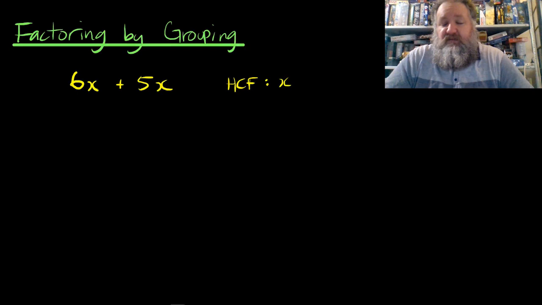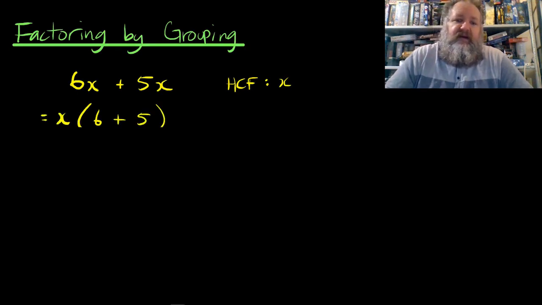So I've got a highest common factor of x. I can take x out of both. And I have x outside of 6 plus 5.